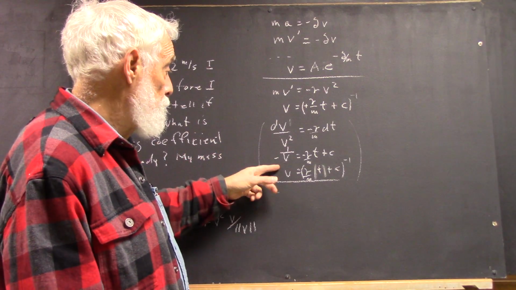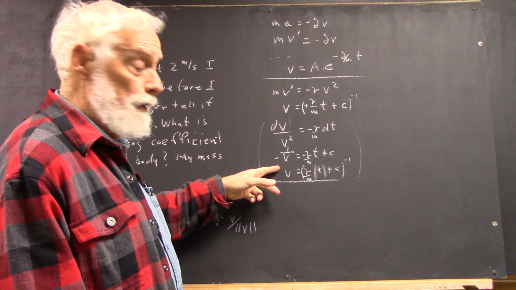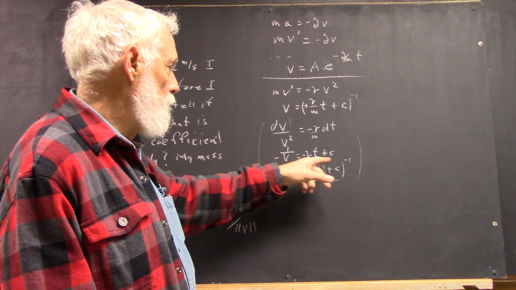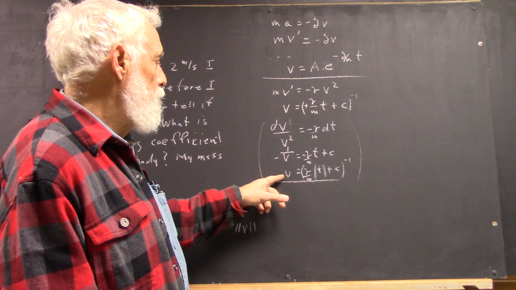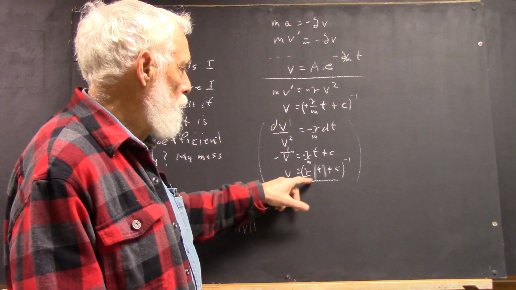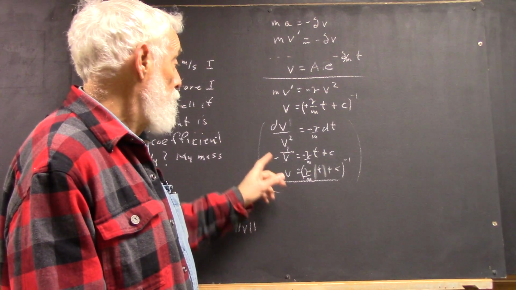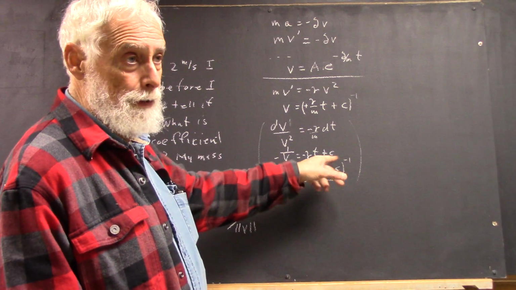Okay, dv over v squared, integrate that, you get negative 1 over v. Integrate negative gamma over m dt, you get negative gamma over m t plus c. So v is the reciprocal of gamma over m t plus c. Okay? Now we have a negative here and a negative here, and of course the c absorbs the negative.